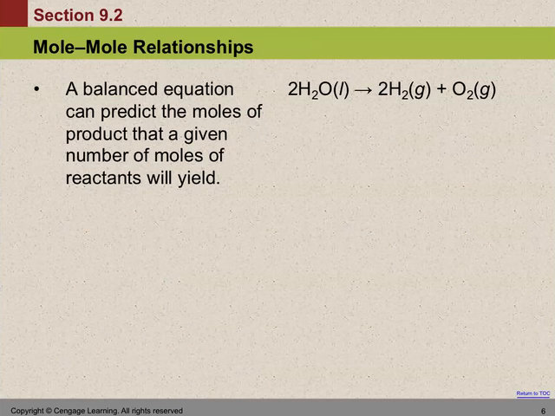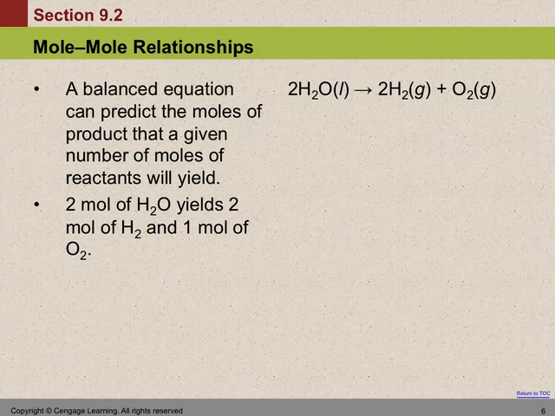Okay, so now let's have a look at the mole-to-mole ratio with another specific example. In this case, we've got liquid water going to hydrogen gas and oxygen gas. So the equation's already balanced, and we can predict the number of moles of product that a given number of moles of reactants will yield. And we'll have a look at how we go about doing that.